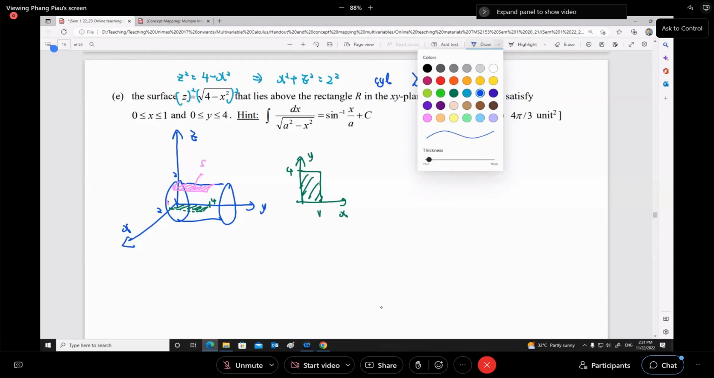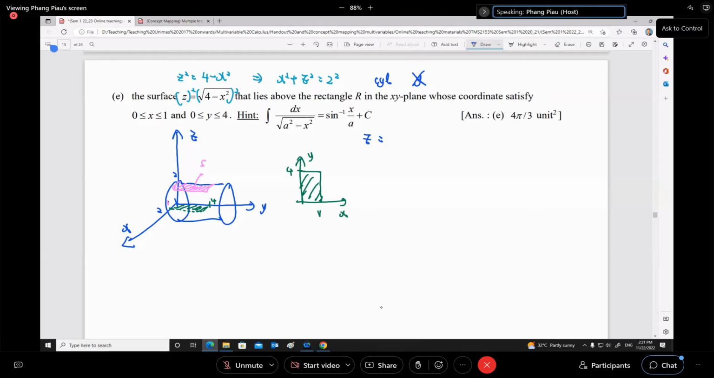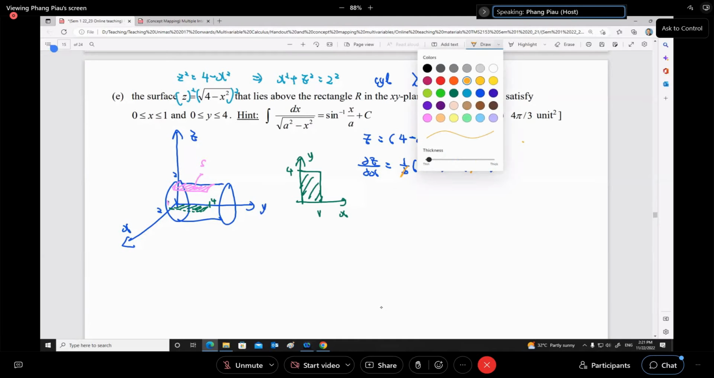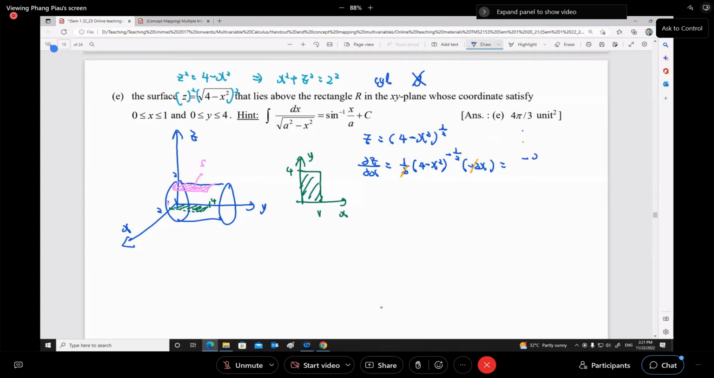So what we need to do here is differentiate 4 minus x power 2, everything power 1 over 2. We put the power in front, becoming 1 over 2. So when you find del z del x, it is 1 over 2, everything, with the power 1 minus 1 becoming negative 1 over 2. Then you differentiate what is inside with respect to x, so you will have negative 2x. You can cancel this with this, and I will write it in this form: negative x over root of 4 minus x power 2.